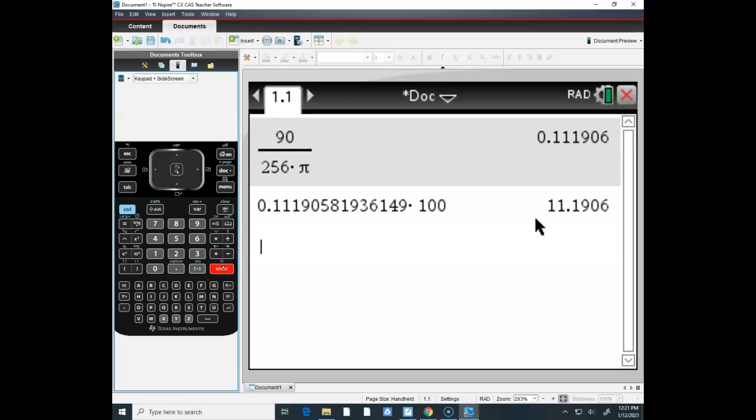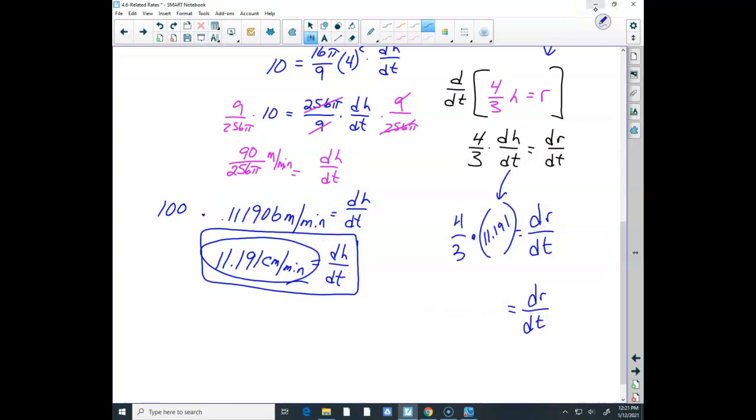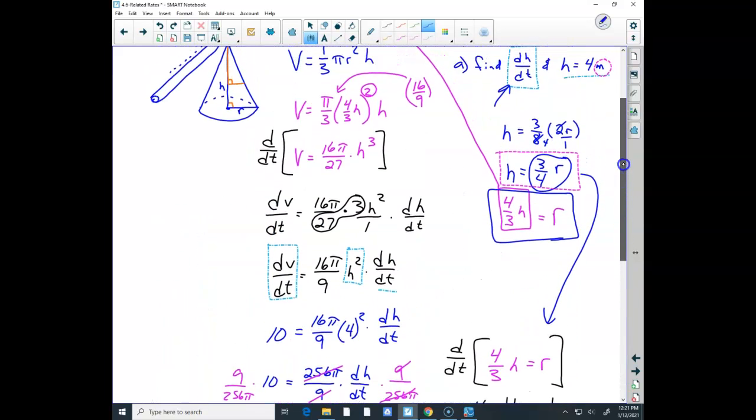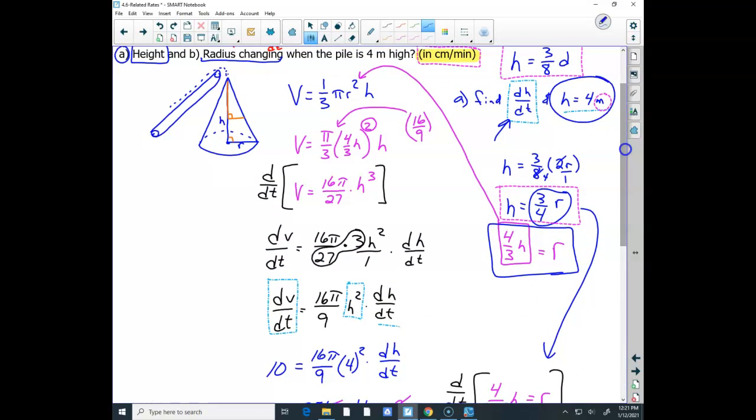So there's my 11.191. So I'm going to take that times my 4/3, and that's going to give me 14.921. Okay? 14.921 centimeters per minute is my change in radius at that particular moment in time. What's my moment in time? My moment in time is when the height is 4 meters.